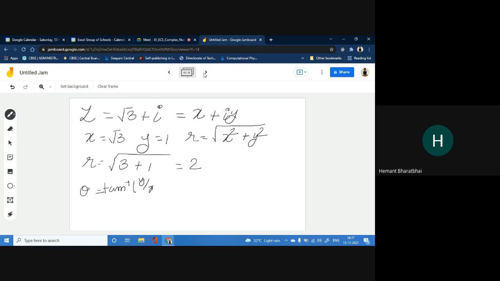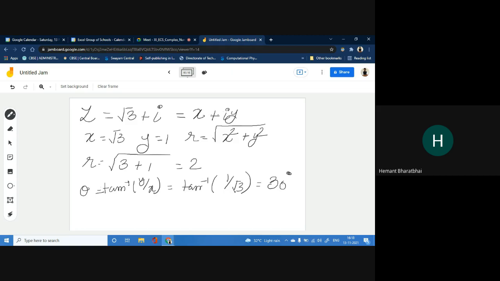Argument. So how do you find out the argument? The argument of a complex number, theta, is equal to tan inverse of y by x. So this will be 1 upon x, that is root 3. Okay, so 1 by root 3. For tan 30, you get 1 by root 3. So tan inverse of 1 by root 3 will be nothing but 30 degrees.